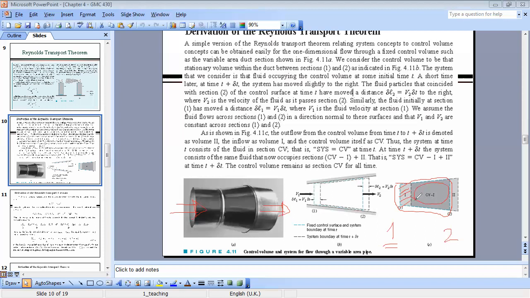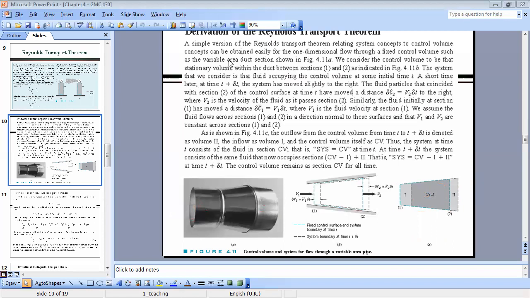Now, what will happen is that after a certain time delta t, this part of particles will get in the control volume, while part 2 will go outside. And what we want to do is try to relate the control volume to the control system. This is the approach that will be done.